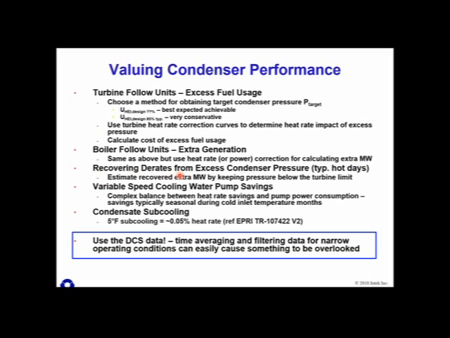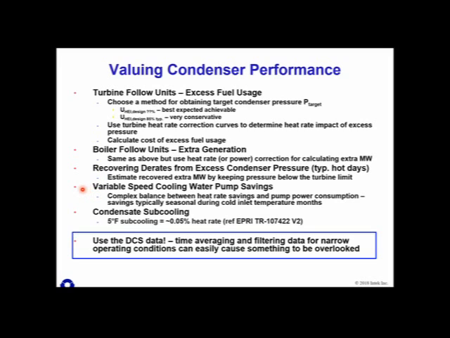Recovering derate. I see some comments that somebody's at a unit where they're derating because of maybe some air in-leakage issues, maybe some fouling issues. Solving those condenser issues is essentially recovering lost megawatts. So that's a very high value proposition to go and get some resources to solve those issues.